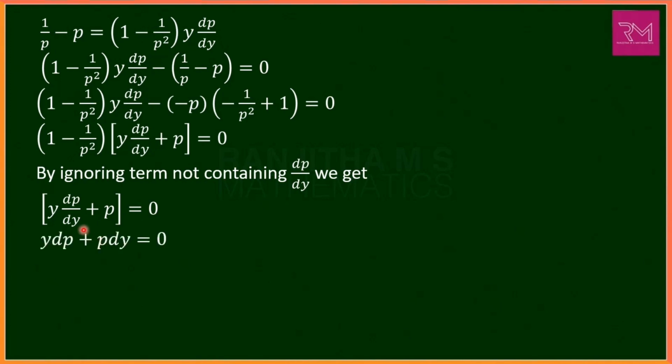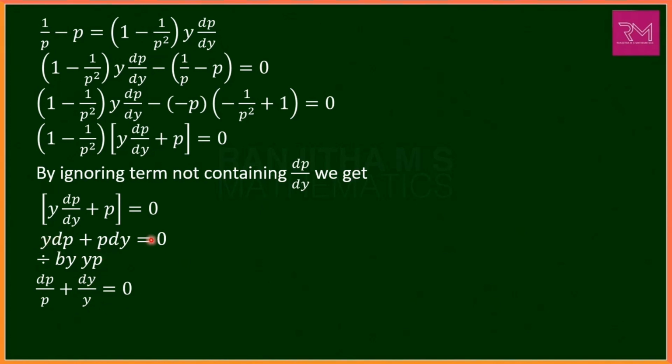Next, if we take dy as LCM, we get y dp plus p dy which is equal to 0. Next we have to integrate using the variable separable form, so to apply that method we have to divide by yp. Dividing throughout by yp, in the first term y gets cancelled, remaining dp by p, plus p dy divided by yp, where p gets cancelled, remaining dy by y, which is equal to 0.